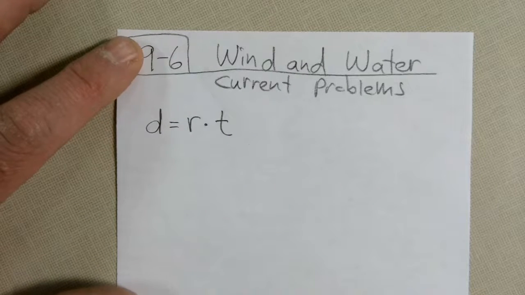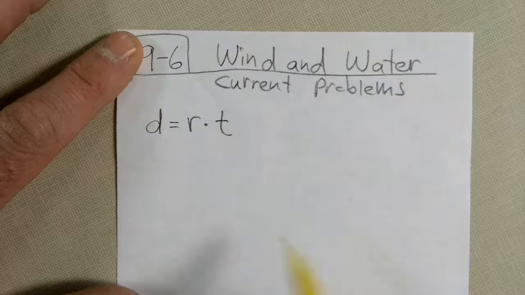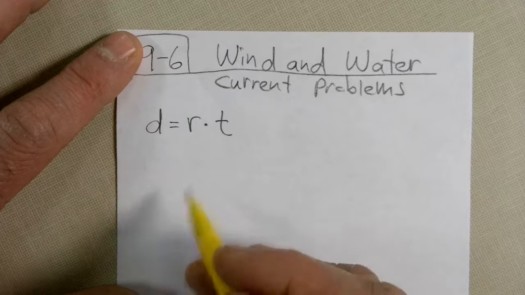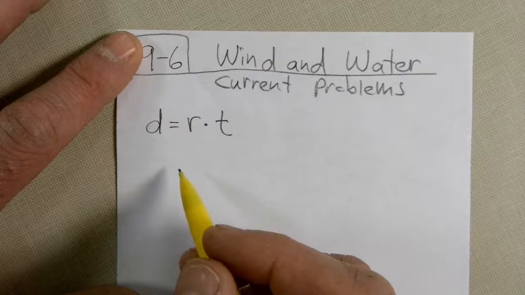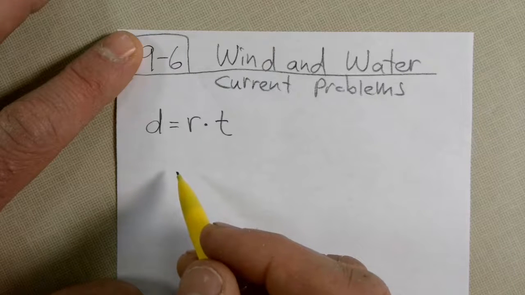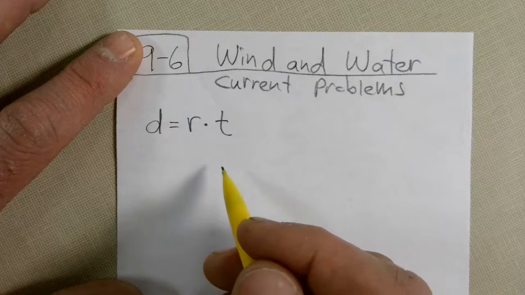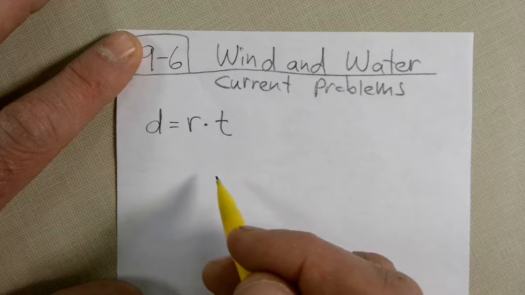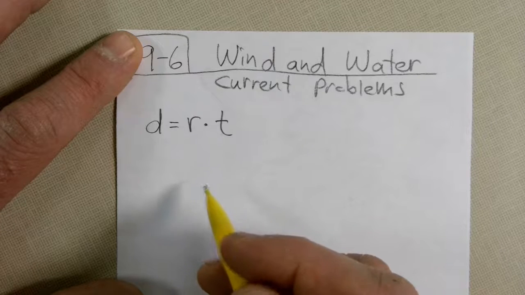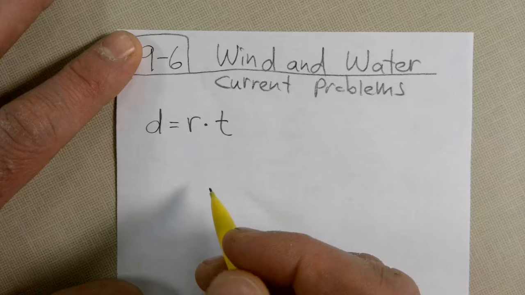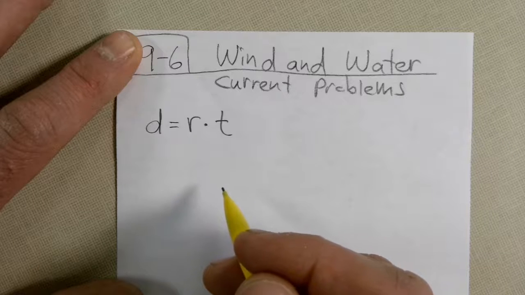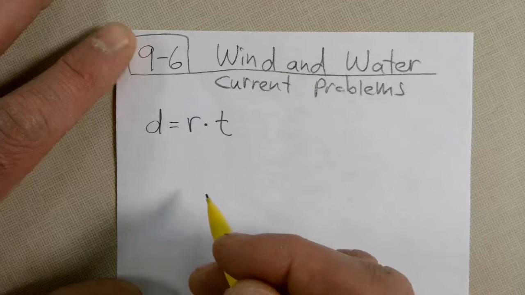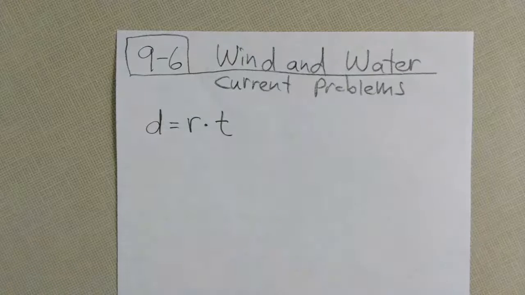Now, in all of these problems, we're going to have two different speeds happening. You're going to have the speed of some object, like a boat or a plane, and then the speed of the wind pushing against or with the plane, or the speed of the water pushing with or against the boat. Let's do an example so you know what I mean.